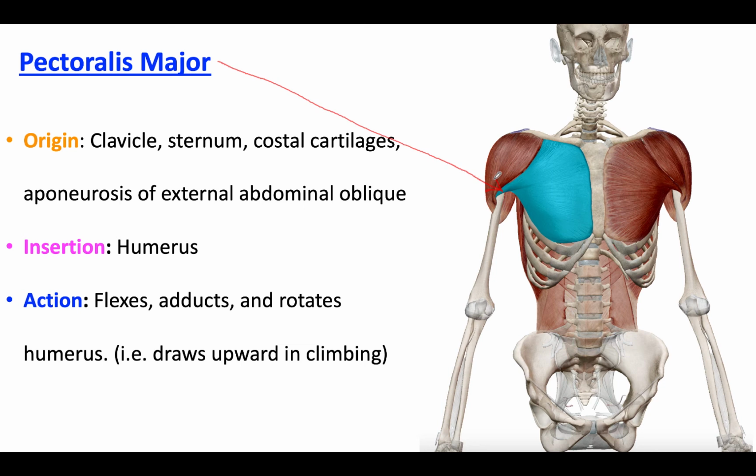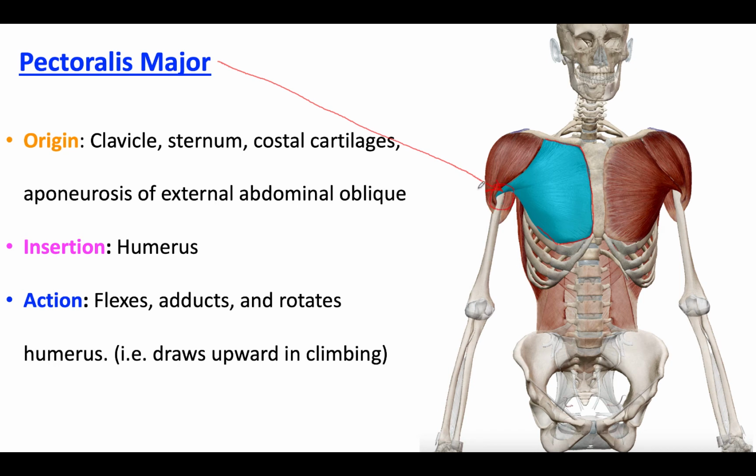All right. Now notice the origin of the Pectoralis Major is quite big. It doesn't necessarily start here, but this is part of it. The clavicle, the sternum, it goes down pretty far, and then the costal cartilage.